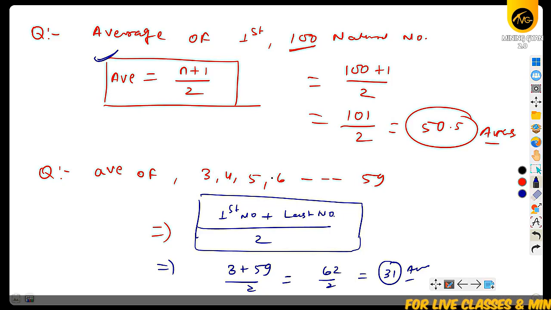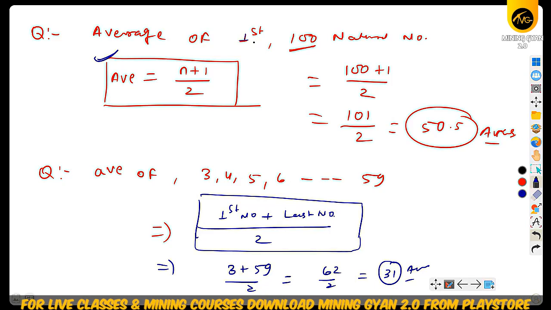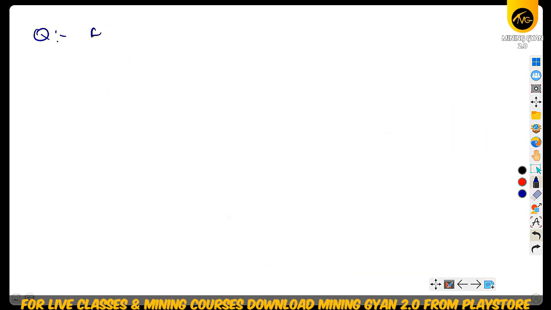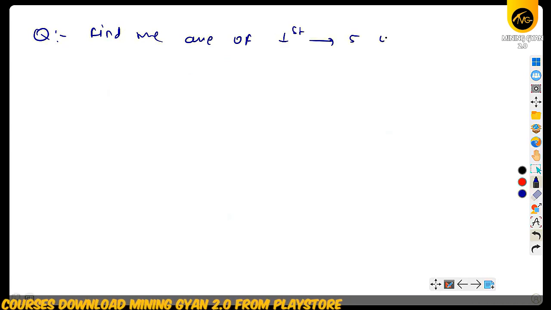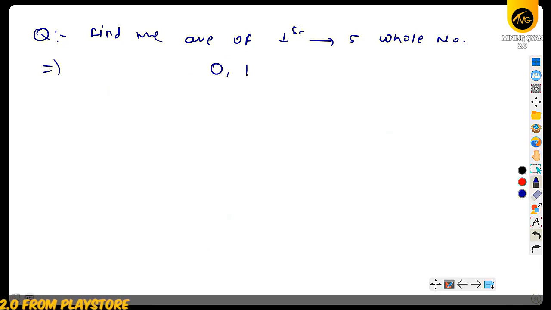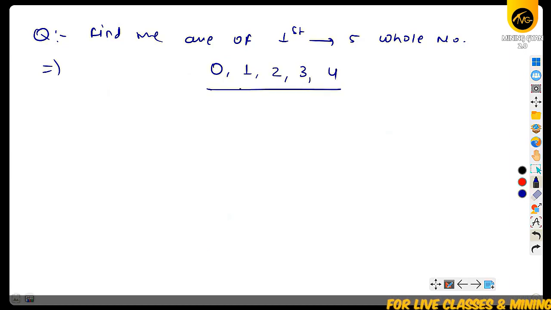Is it clear? Both formulas are similar kinds of formulas, it just depends. This is because natural numbers start from the first number. So 1, 2, 3 are the natural numbers. If you find out the whole numbers series, like suppose find the average of first 5 whole numbers. So basically what are the whole numbers? It starts from 0. So what will be the first five whole numbers? 0, 1, 2, 3 and 4. These are the first five whole numbers.